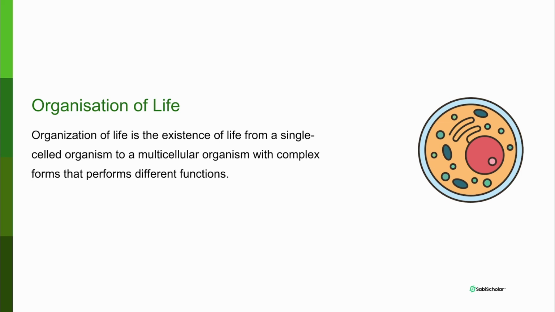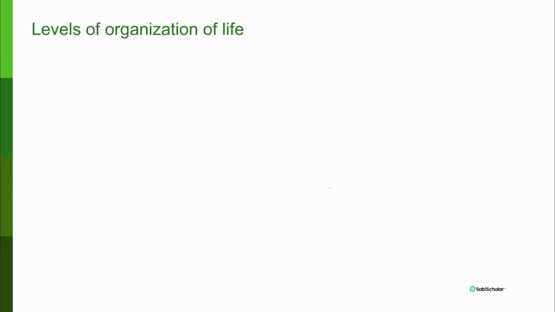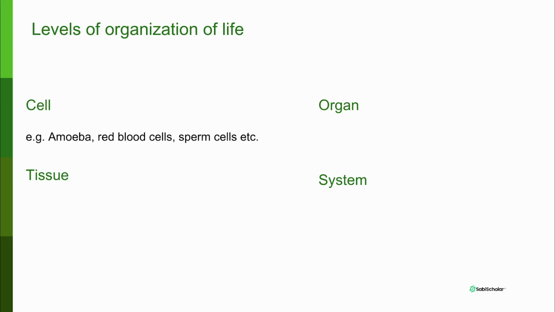So organization of life now is the existence of life from a single-celled organism to a multicellular organism with a more complex form. There are 4 levels of organization of life that exist, and they are namely the cell, tissue, organ, and system. We'll look at each of them now. First is cell. A cell is a functional and structural unit of protoplasm that is bounded by a membrane and containing the nuclear and the cytoplasmic materials. Now, some living organisms just exist as these cells, and they include amoeba, the paramecium, euglena, and some others.